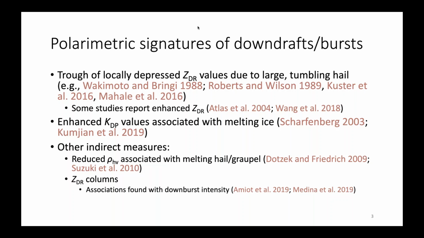Scharfenberg 2003 looked at enhanced KDP values at the base of these troughs and associated it with melting ice within the downdraft. And then you just have some other more indirect metrics associated with melting hail and graupel, such as reduced correlation coefficient, or associations have been found actually between the strength of ZDR columns, as a sort of a metric for how strong an updraft is, and downburst intensity, with the idea being, stronger updrafts can support the generation of more hail and graupel.